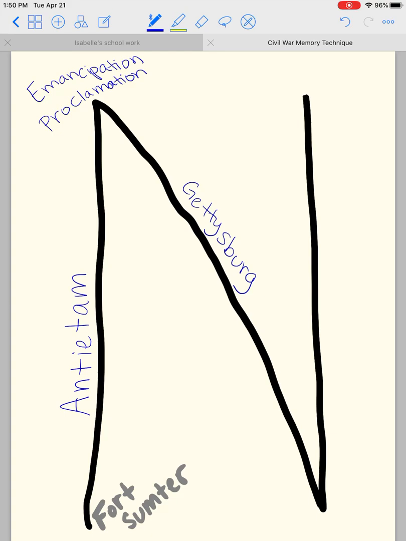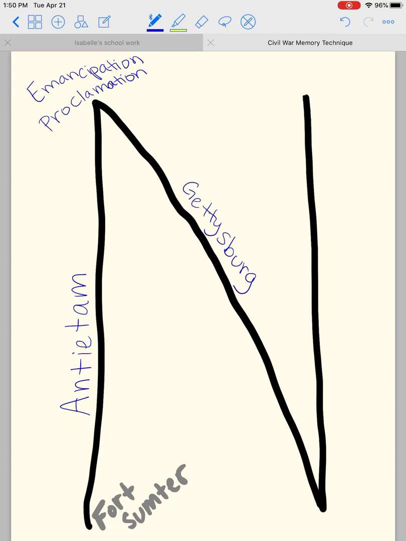Lee had decided to invade the North. He was hoping that a quick victory in the North would lead to a victory for the Confederacy and recognition by foreign countries that the Confederacy was a legitimate, independent nation. And it didn't happen there.